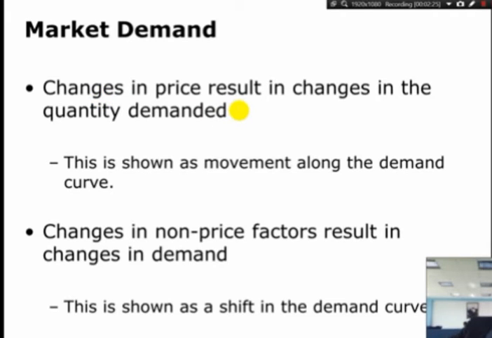Market demand: a change in price results in a change in the quantity demanded. You guys understand the idea of quantity demanded? It's how much people actually buy. And we have two types. We have either a movement or a shift. What's the difference between a movement and a shift? We said a movement, you're on the same demand curve. But a shift is when the whole demand curve shifts.